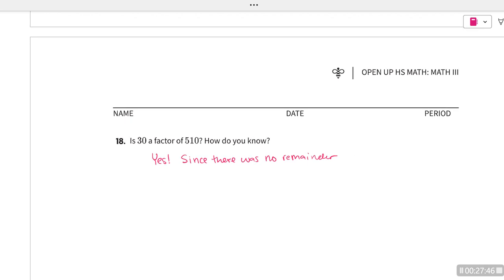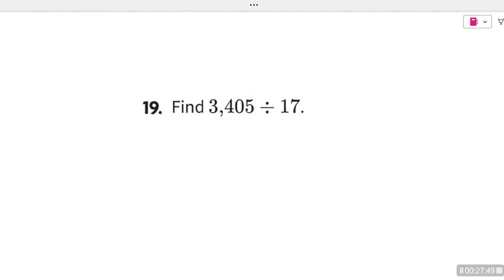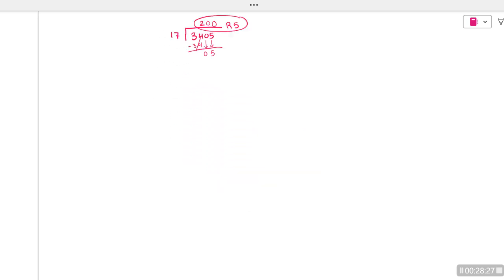Okay, let's move on to 19. So 19 says find 3,405 divided by 17. So 17 goes into 34 perfectly twice. So 17 times 2 is 34. So I'm going to subtract that, which gives me a 0. So I've got to pull down my first term. 17 does not go into 0 at all, so I put a placeholder, pull down that second term. 17 does not go into 5 at all. There's nothing else to pull down, so that's my remainder right there. So remainder 5. So 200 with a remainder of 5.